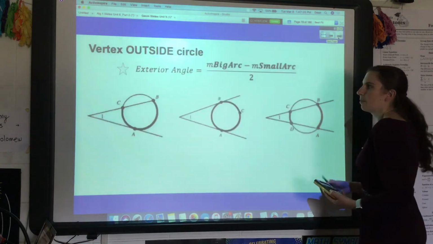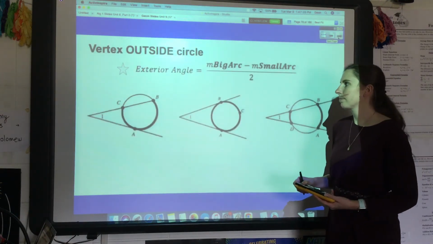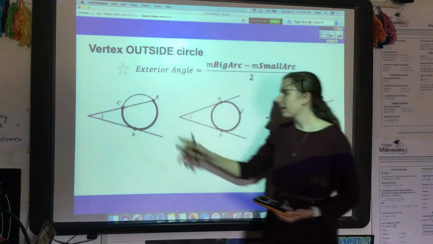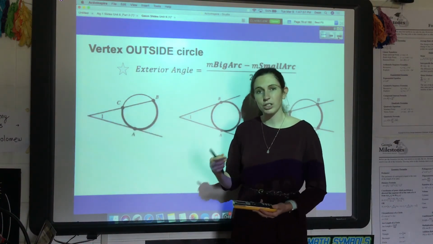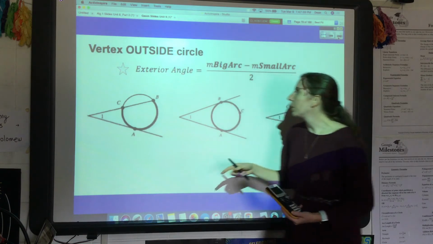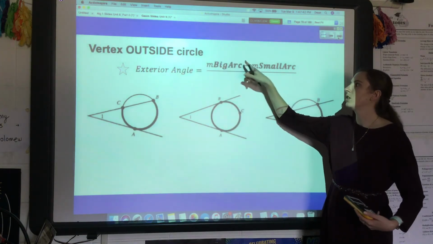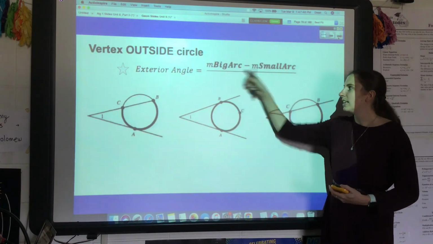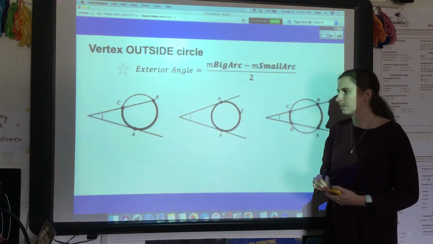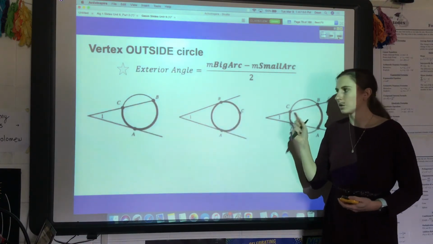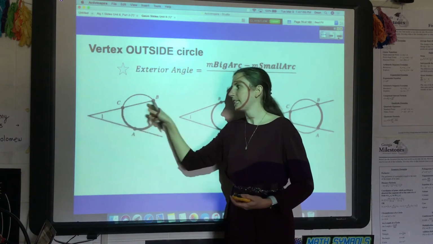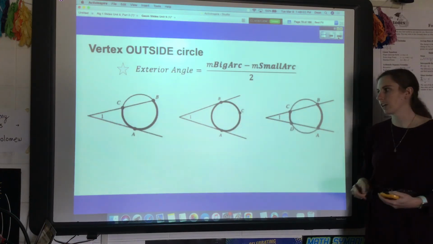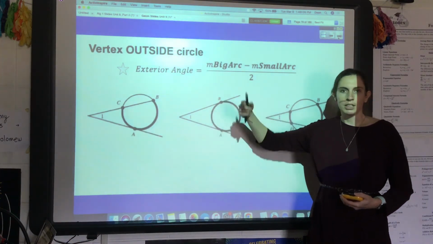All right, now let's talk about what happens if the vertex is outside the circle. It's very similar to what we just did, but instead of adding up the two arcs and dividing by 2, you subtract them. So you take the measure of the big arc, subtract the measure of the small arc so that it stays positive. You've got to do big minus small, and then divide by 2. So instead of adding, you subtract. This works for any of these scenarios: if it's a tangent and a secant, if it's two tangents, or even if it's two secants. You just do big arc minus small arc divided by 2.